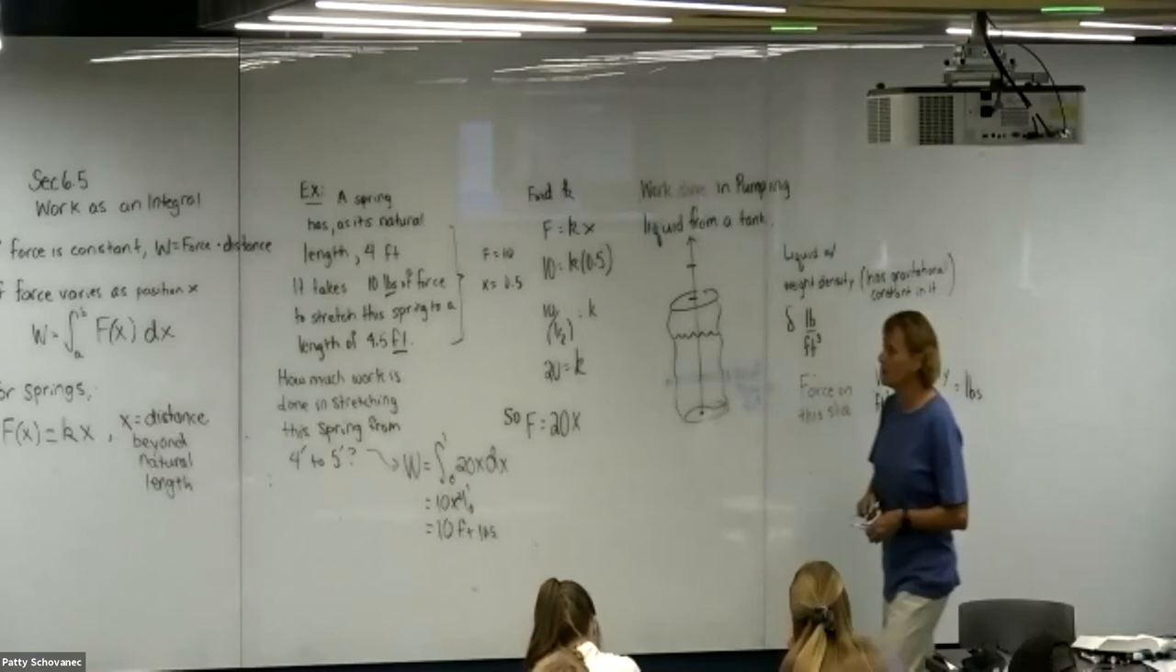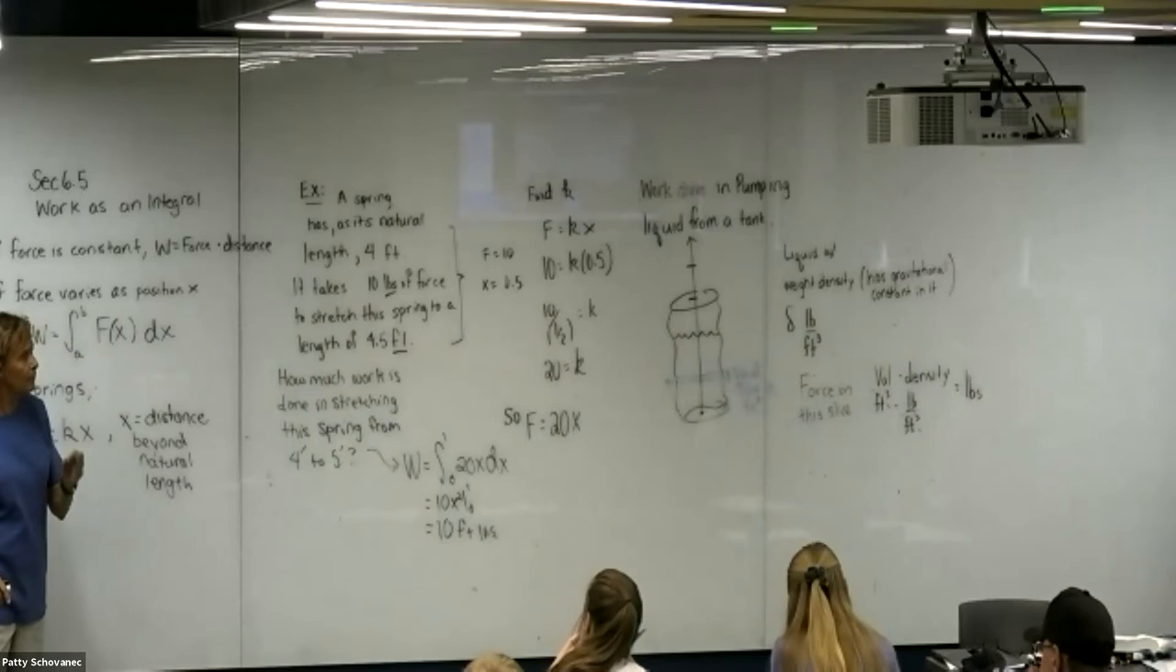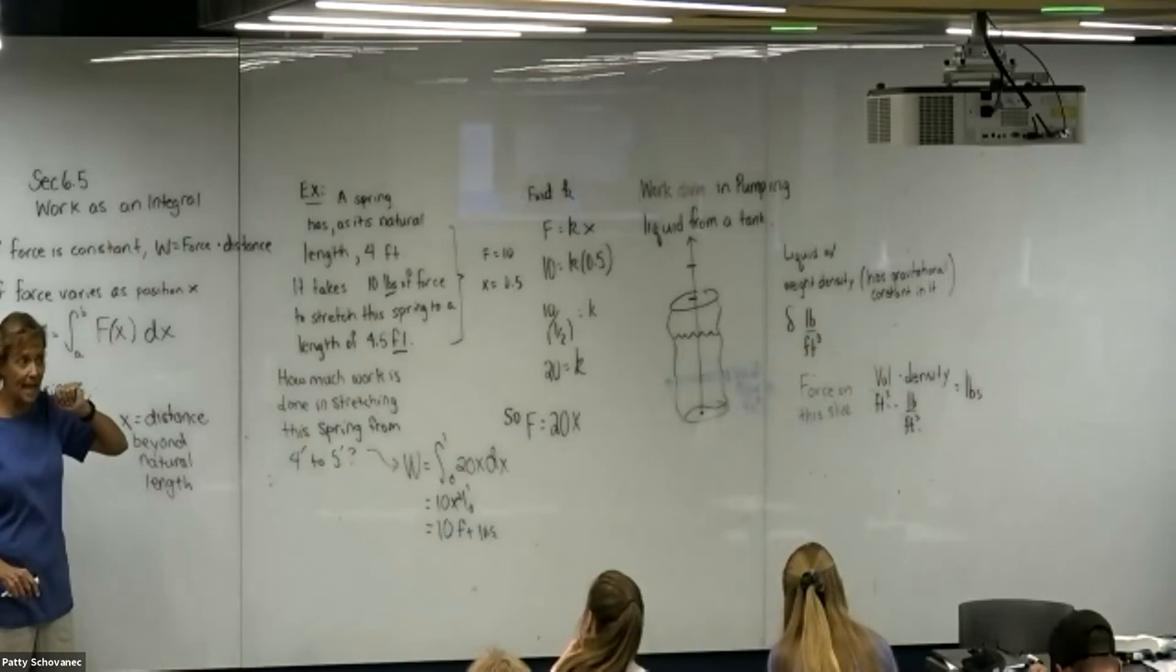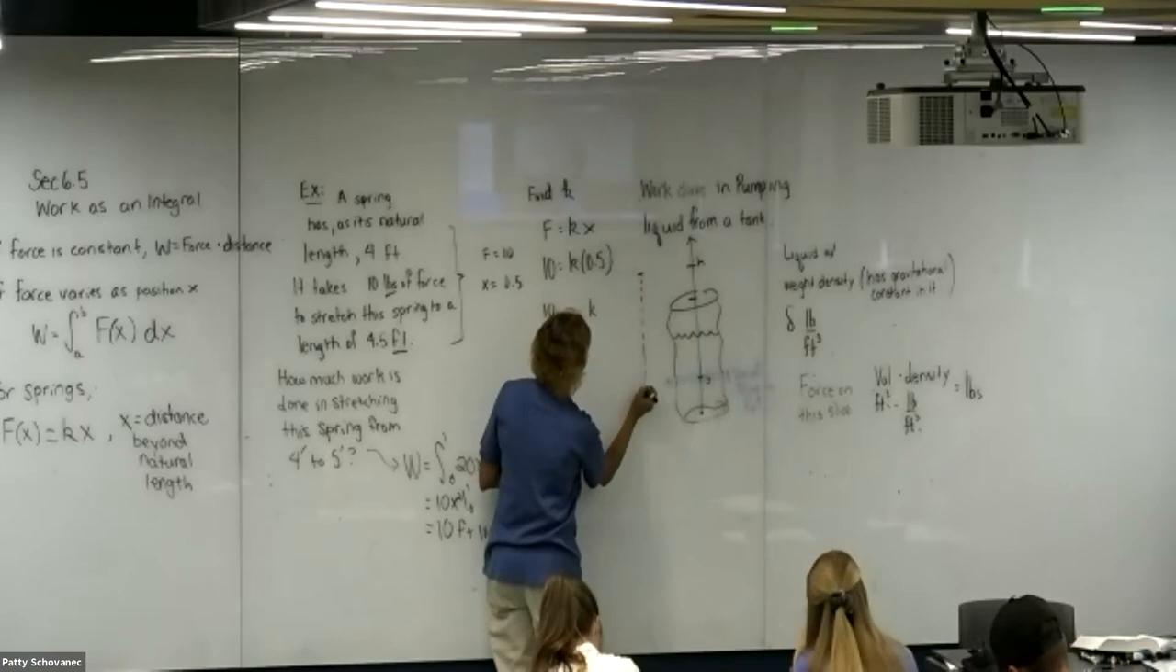Okay, so I've got force, volume times density. The volume of that particular slice is going to depend on the description of the container. Now I need a distance. The distance is going to vary depending on where that slice is located on the y-axis and where it has to end up. So I've placed it at some random y coordinate here, and say I want to pump it to a height of h feet. What is the distance between that random slice and where it needs to end up? That's going to be h minus y.